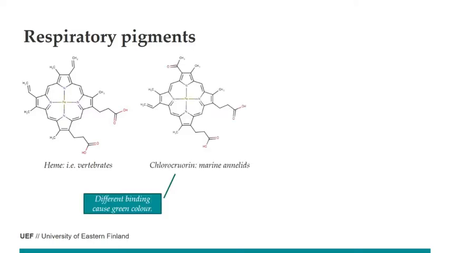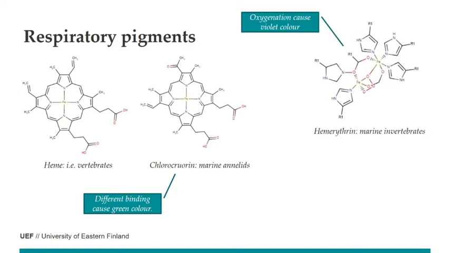But we have an almost identical structure, chlorocruorin, that is in some marine annelids. And the only difference is that on the top and on the left-hand side, there are slightly different side groups. Although there's iron where this oxygen is binding, this binding now causes a green color.